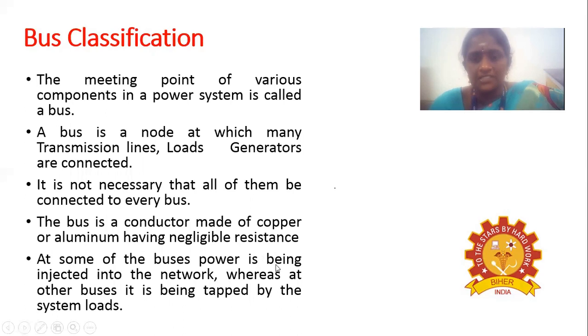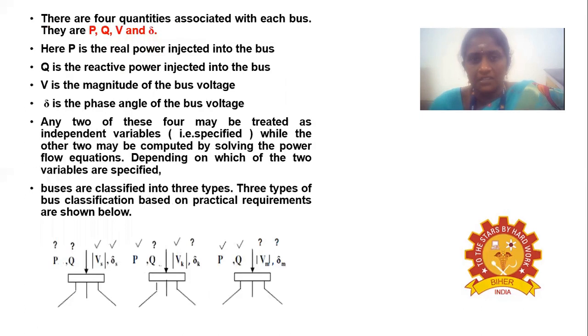At some of the buses, power is being injected into the network. That means if a generating station is connected to the bus, it will inject power into the bus. Whereas at other buses, power is being tapped by the system load. For example, if a load is connected to a particular bus, it takes that injected power from the bus.